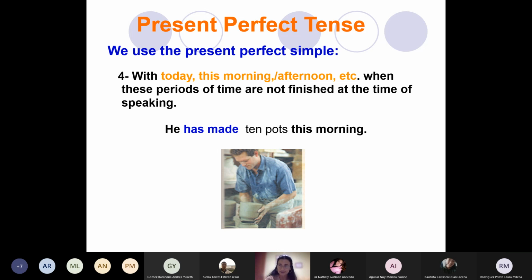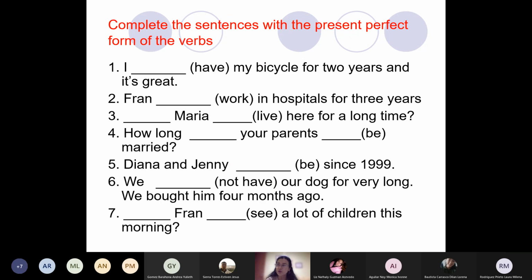Remember that for the past tense, you use yesterday, last year, last week, last December, in 1994, in 2000. And here in the present perfect, you use yet, already, since, for, this morning, okay? Those are the typical expressions that you use with the present perfect. Now, we are going to check. Vamos a mirar. We are going to check if you have used the present perfect very well.